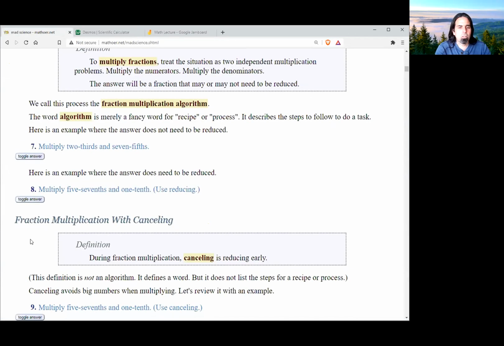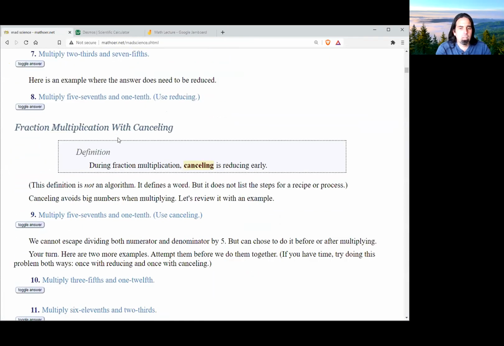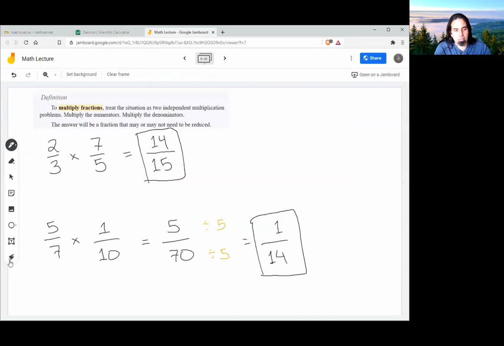The next thing we want to talk about is canceling. In this previous problem, I got this annoyingly big thing. I don't want a 70 on the page if I can avoid it. Is there some way that I could do my reducing by 5 early? And the answer is yes. I could take my 5/7. Is this too close to the bottom for anyone's screen? Yes, it is. Okay, I'll start a new screen.